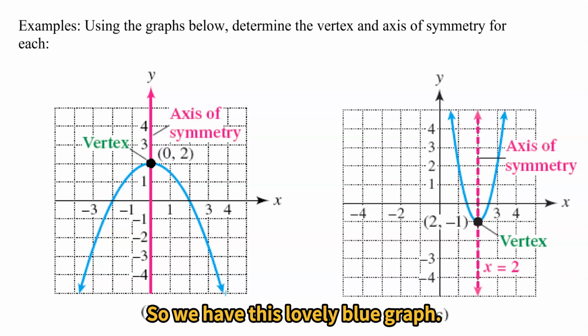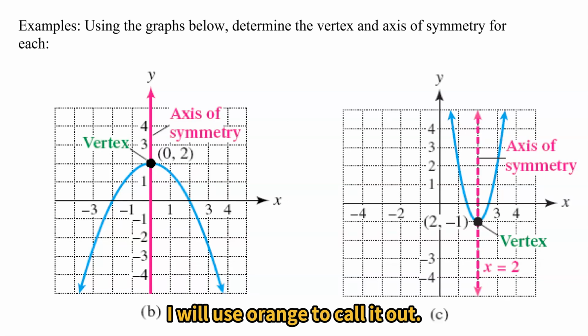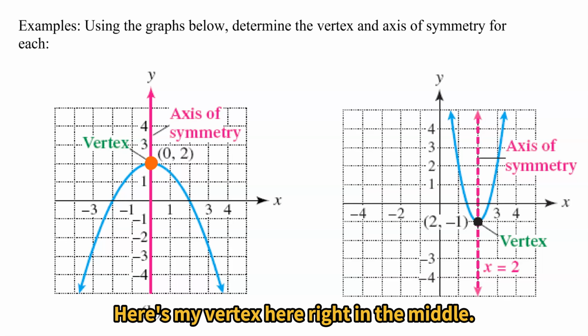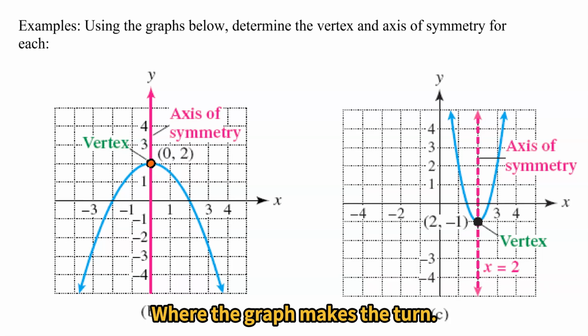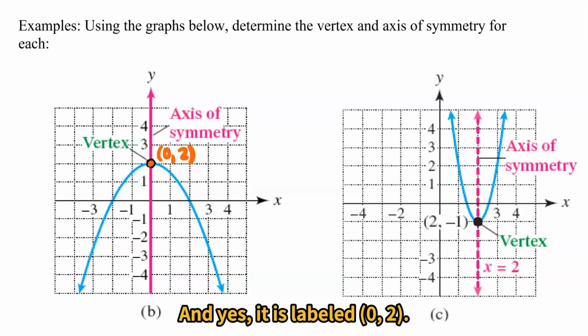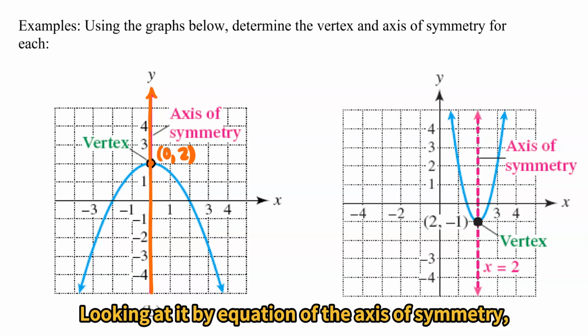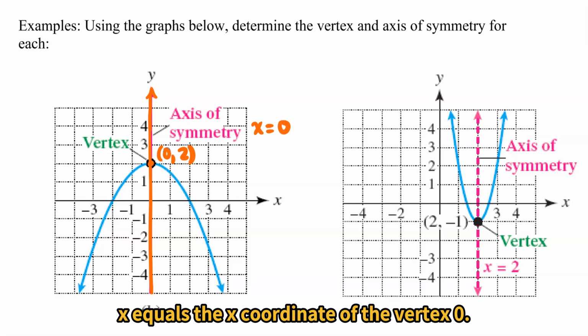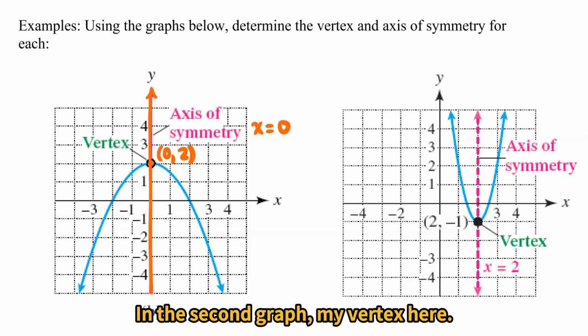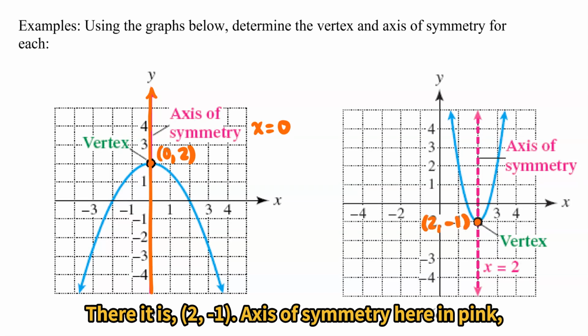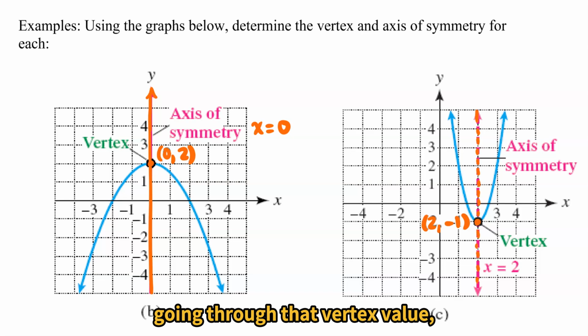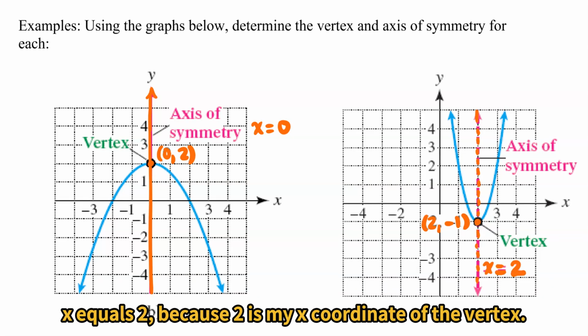And so we have this lovely blue graph. I will use orange to call it out. Here's my vertex right in the middle where the graph makes the turn. And yes, it is labeled 0, 2. My axis of symmetry is given by this pink vertical line. Looking at it, my equation of the axis of symmetry is x equals the x-coordinate of the vertex, 0. In the second graph, my vertex, there it is, 2, -1. Axis of symmetry here in pink, going through that vertex. x equals 2 because 2 is my x-coordinate of the vertex.